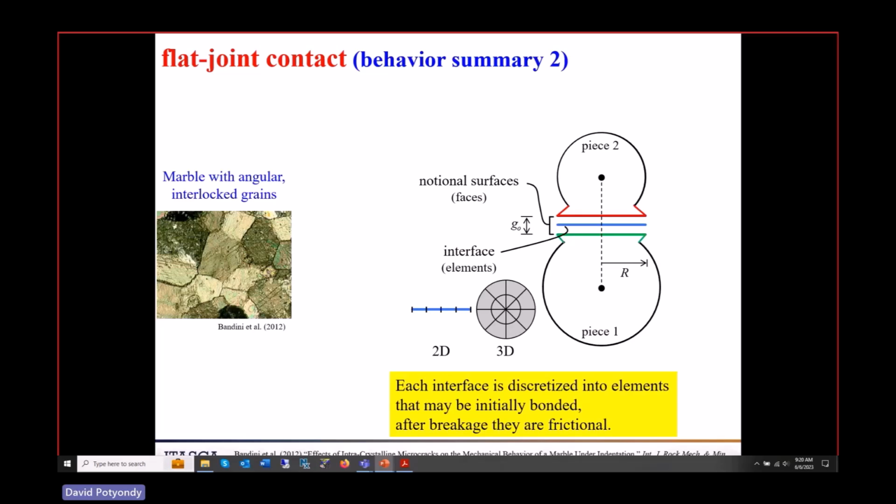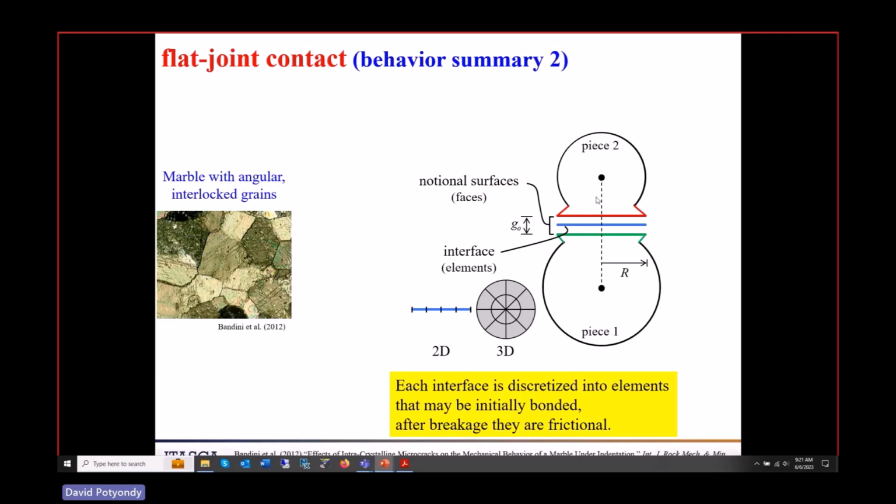This is a 2D image of what we call the flat joint contact model. What's it trying to do? It's trying to behave like polygonal grains that are interlocked, but it's going to do that using spherical particles or disks. So here's disk 1, disk 2, here's a contact. It's going to make that contact behave as though it had this length, and it's going to allow that contact to partially break along until it finally becomes fully frictional.